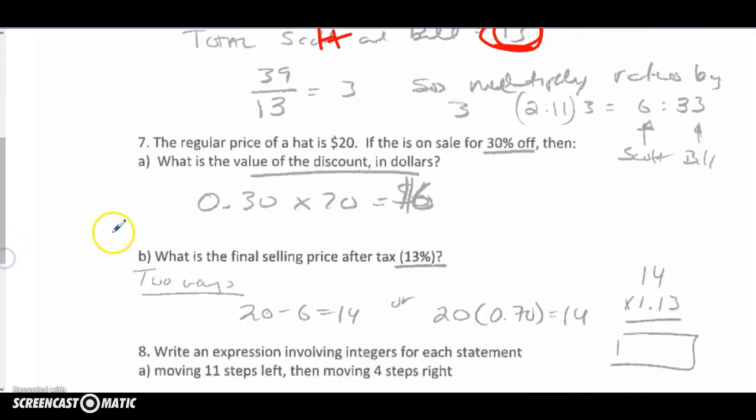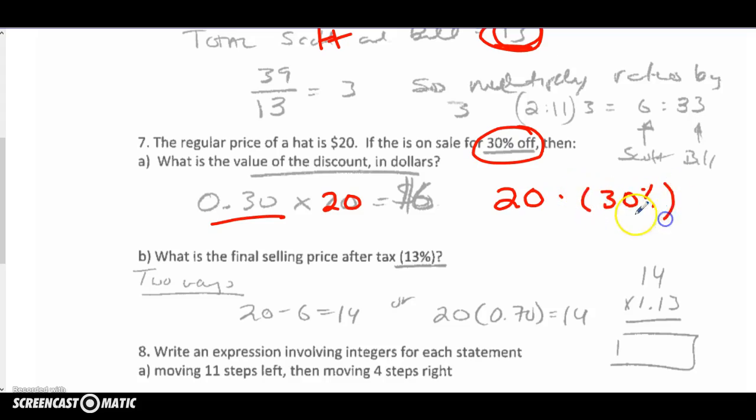Here, you're talking about discount. Two ways to do this. Two types of questions. Whenever you have a percent, you can change it to a decimal, or if you want, you can just leave it as a percent. So 20 times, sometimes I use a dot for times, 30%. Okay, you can use that. That's the same thing as saying 0.30. Percents, you're going to multiply, and you're going to end up with $6 as what you take off. If the thing costs $20 and it's $6 off, you can tell me that it's $14 by subtracting them.